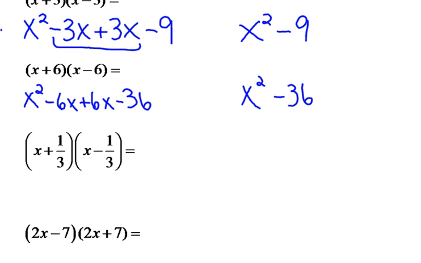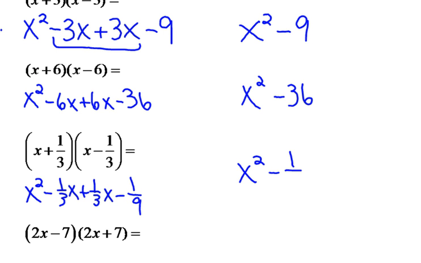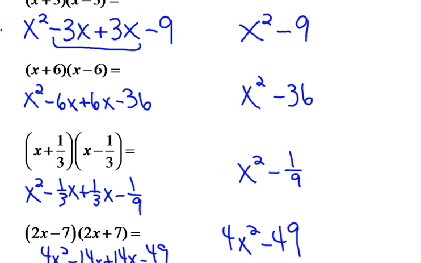Let's look at it with some fractions. Here we go. We get x squared minus 1/3 x plus 1/3 x minus 1/9, because 1/3 times 1/3 is 1/9. You get x squared minus 1/9. The last one, we get 4x squared minus 14x plus 14x minus 49. So we have 4x squared minus 49.